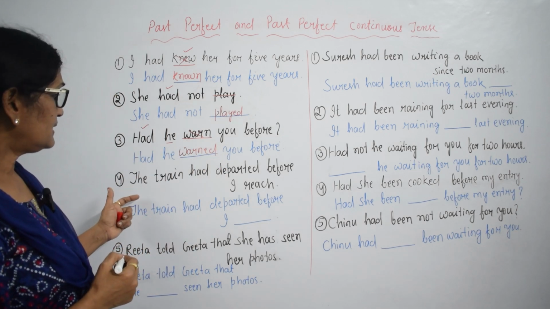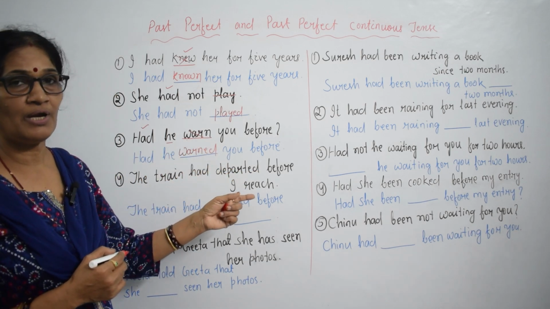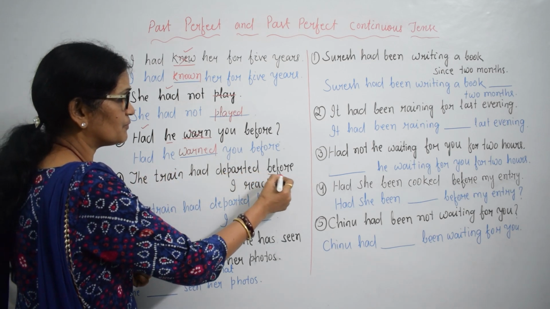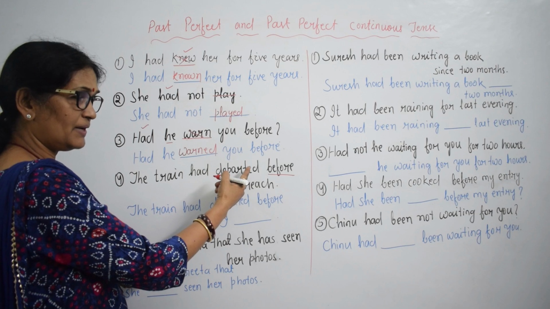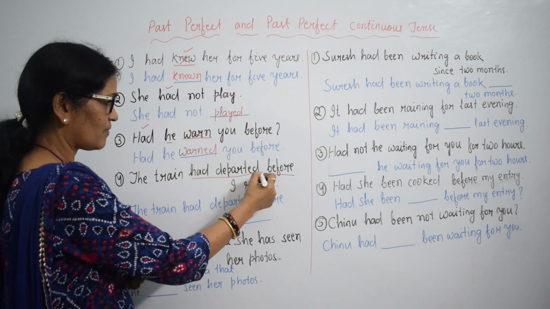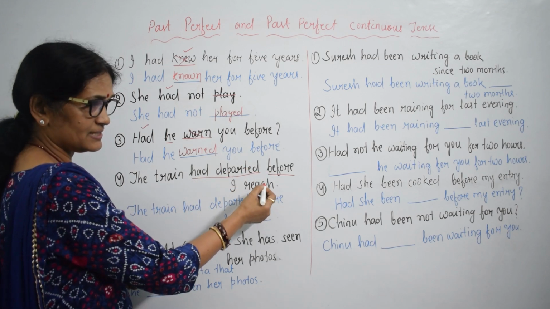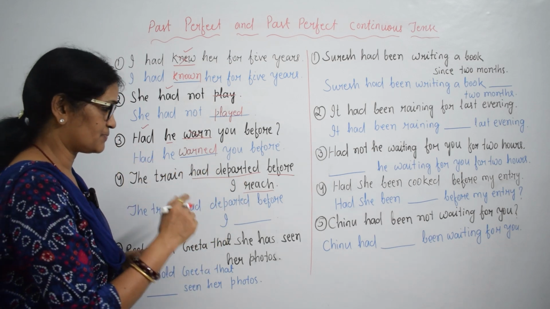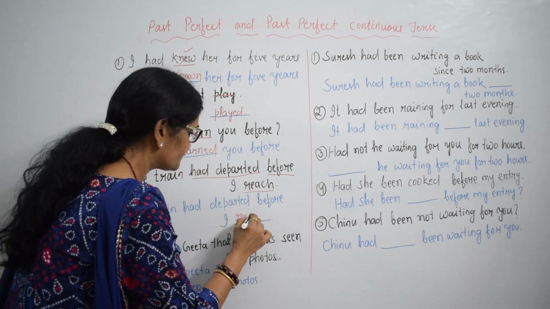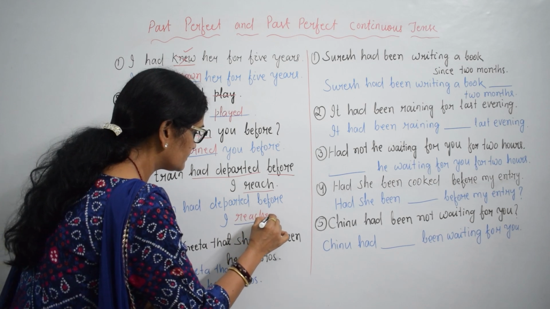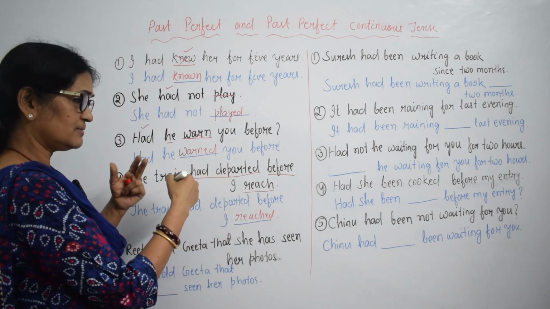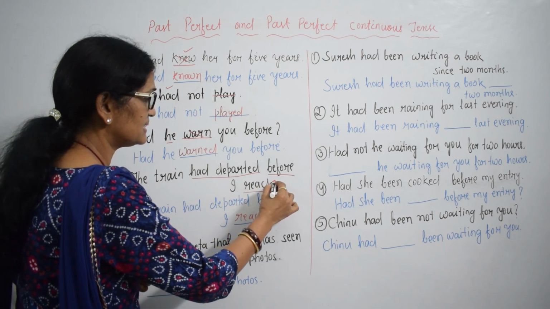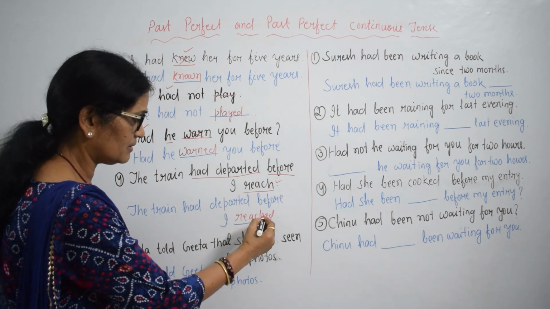The train had departed before I reached. Two sentences are connected using before. The train had departed, past perfect. So I reached. Both should not be in the past perfect form, so reached. The first action was completed before another action happened. So this action happened later, and it will be in the simple past form.